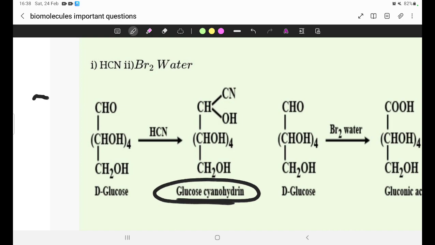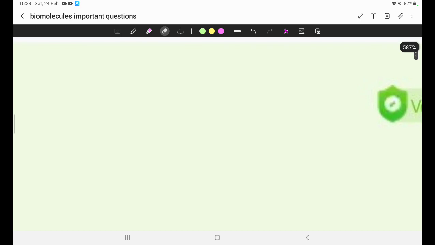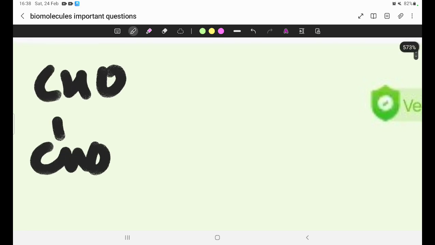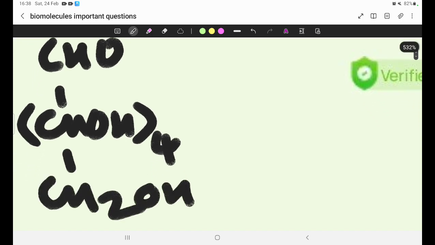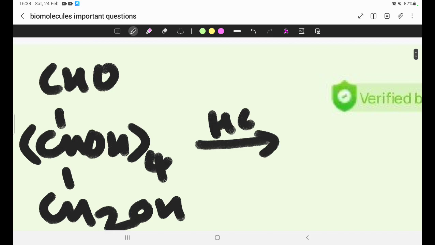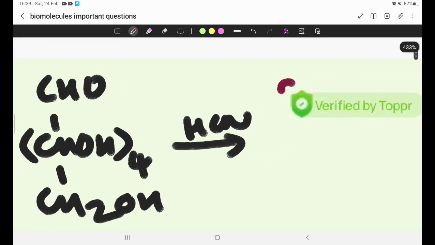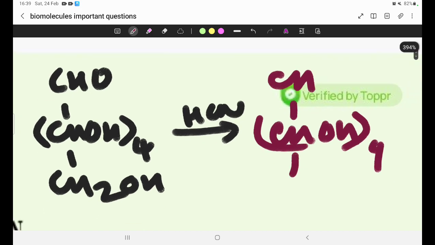So let me just give an example of how to remember this reaction. That would be, we know CHO, CHOH the whole 4, and then CH2OH. When you make it react with HCN, everything will remain the same except for one part. This CHO, don't write CHO. Just write CHOH the whole 4. You're done with this one.